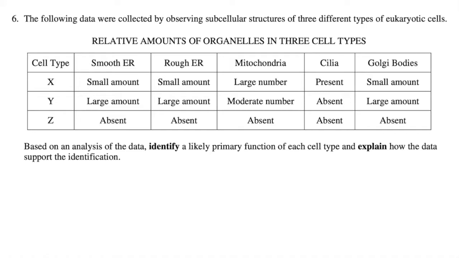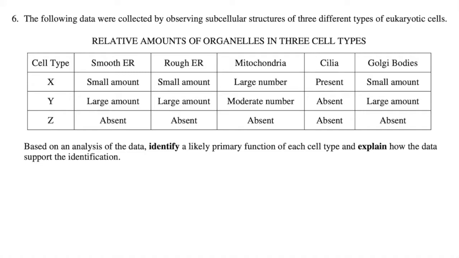And so what are the organelles that are not present in very large amounts? That would be the ERs and the Golgi bodies. And those organelles are involved with the secretory pathway, so we can assume that this type of cell does not do very much secretion or processing of proteins. Instead, it has a large number of mitochondria, which provide energy to the cell, and it has a large number of cilia, which provide locomotion.